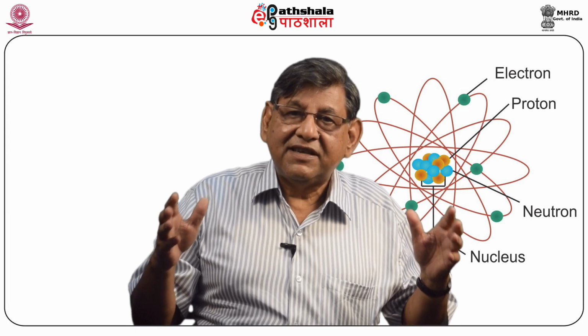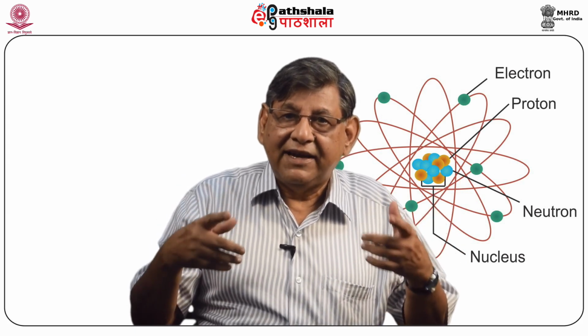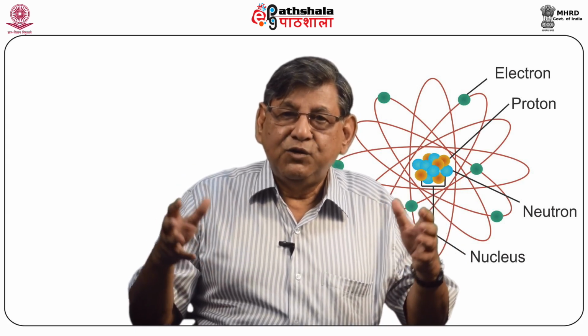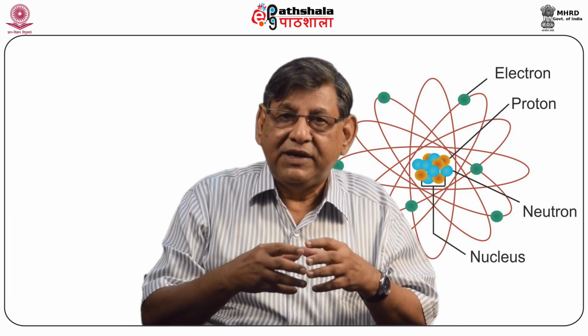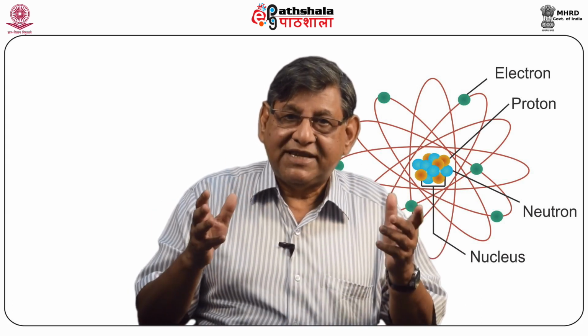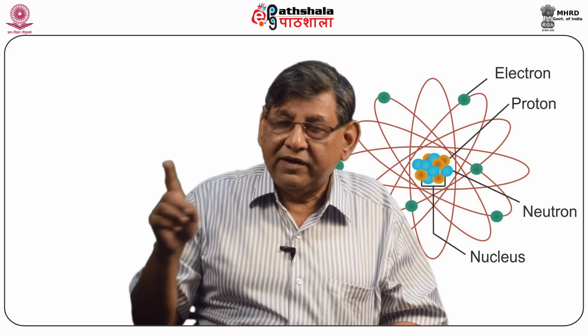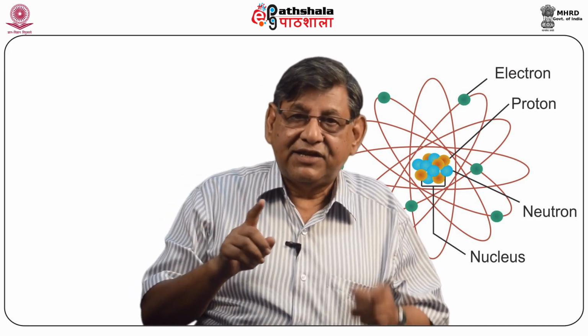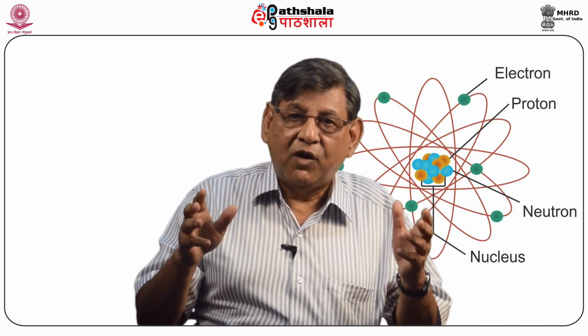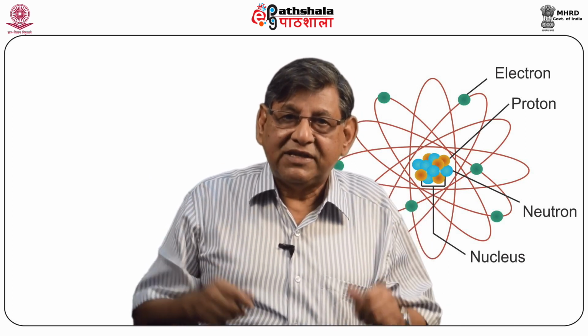This gives stability to the atom, because if the electrons radiated, they would lose energy and fall into the nucleus, and the atom would not be stable. So this is a very important point to note, that the electrons do not radiate in these stationary orbits, as they are called, or the allowed orbits of the atoms.